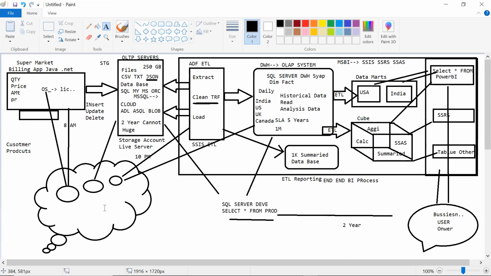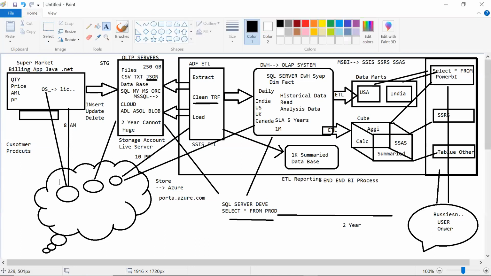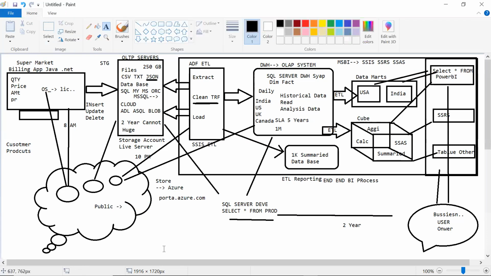So all these tools they are given, they are just asking you to come to their store. The store name they have given is Azure. They are just asking you, please come to our store. It is portal.azure.com, and purchase any kind of license. Anyone can, this is a public cloud. No restriction. Anyone can come, anyone can purchase, anyone can start their business, anyone can start their project. This is a public cloud.